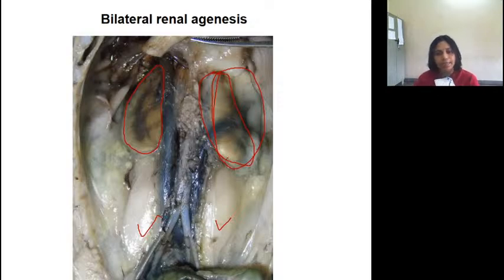When there is bilateral renal agenesis, these babies will present with anhydramnios. There won't be any fluid around the fetus. So that's how we can suspect bilateral renal agenesis.